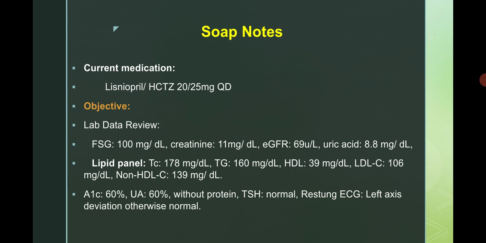Now come to objective lab data review. FSG 100 mg per dl, creatinine 1.1 mg per dl, eGFR 69, uric acid 8.8 mg per dl. Lipid panel: TC 178 mg per dl, TG 160 mg per dl, HDL 39 mg per dl, LDL-C 106 mg per dl, and non-HDL-C is 139 mg per dl. A1C is 6.0%, urinalysis 6.0% without protein, TSH normal, left axis deviation, otherwise normal.